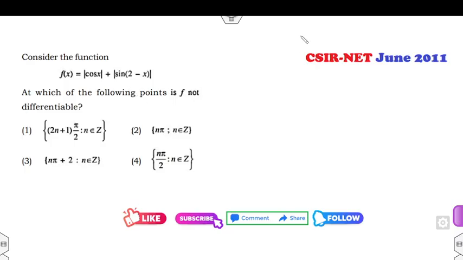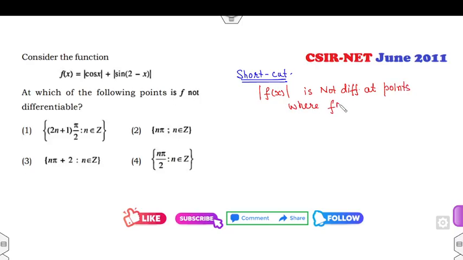Which of the following points is not differentiable? Okay, that's very simple. Firstly, I will give the shortcut tip. If you have the function, let's say mod of f of x, then this function is not differentiable at the points where f of x is 0. Fine. The function is not differentiable at the point where f of x is 0.